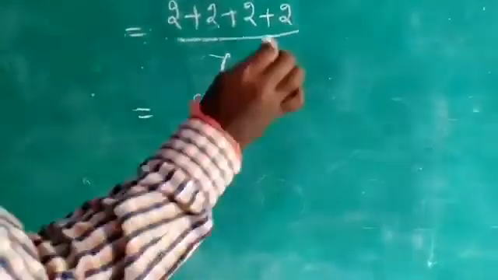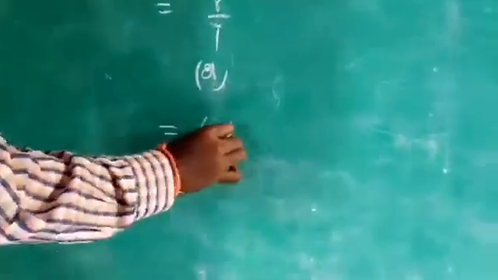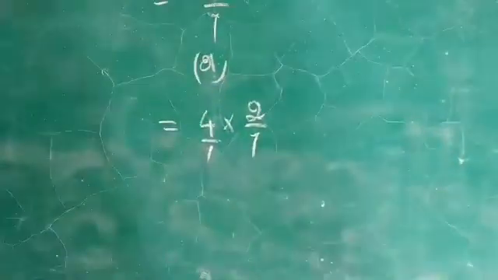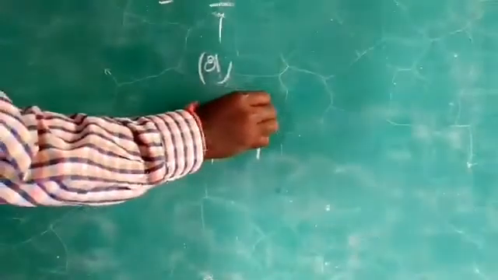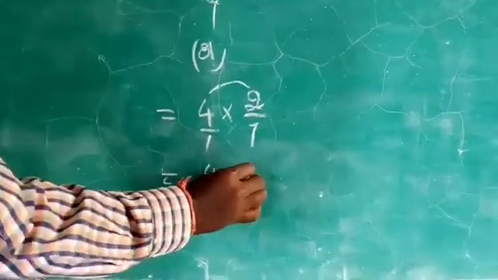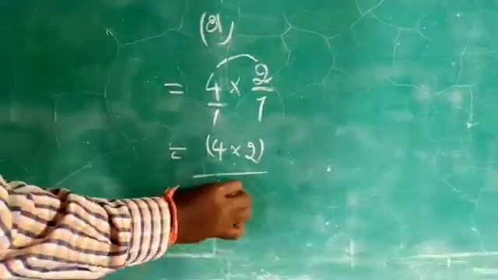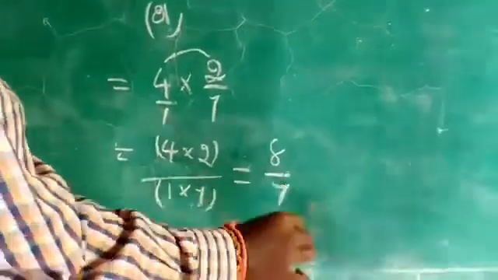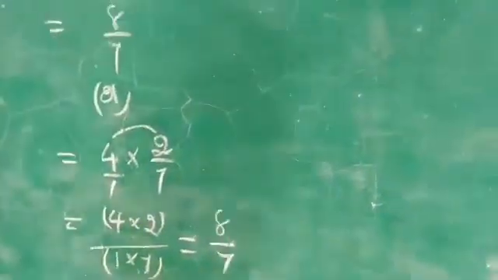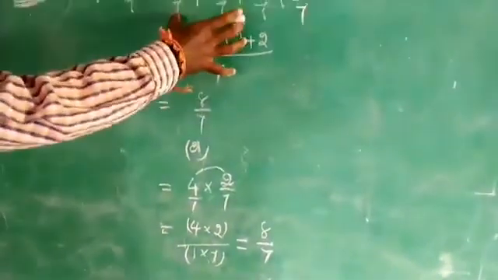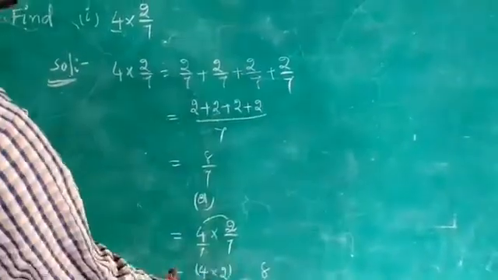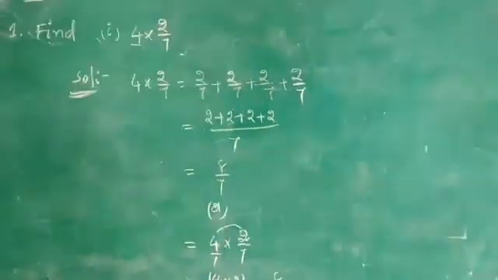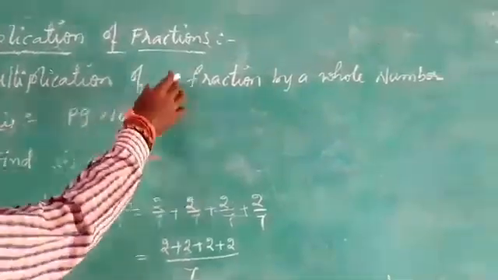Almost everyone will do it like this. 4 into 2 by 7. Simple thing, you can imagine 4 as 4 by 1. So numerator into numerator, 4 into 2, and 1 into 7. 4 2s are 8, by 1 7 is 7. The two methods: one is adding like fractions, and here you are doing multiplication, numerator into numerator, denominator into denominator. This is called multiplication of a fraction by a whole number.